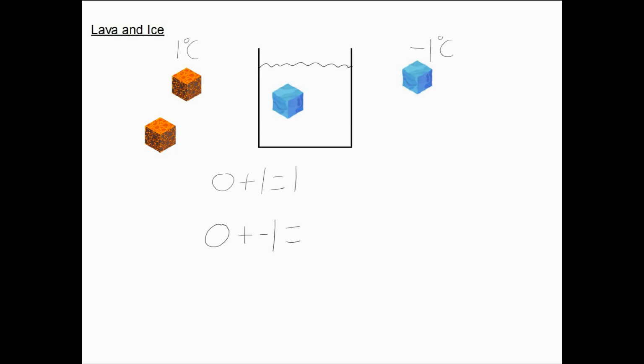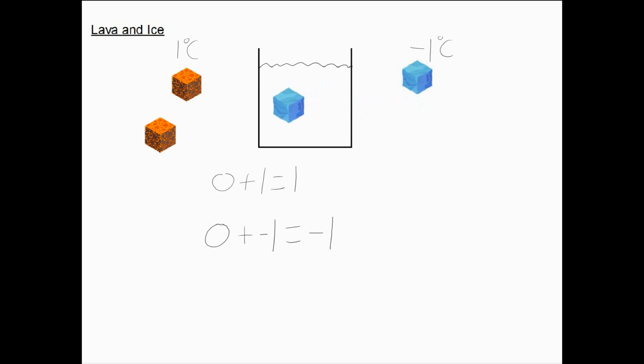Well, think about what the final temperature will be. If the temperature of the liquid was 0 and you're adding in minus 1, you're adding an ice cube in. If you're adding in an ice cube, the water's obviously going to get colder. And because every ice cube is minus 1 degree Celsius in temperature, the new temperature is going to be minus 1 degree Celsius. So we've worked out that 0 plus minus 1 is minus 1. Now let's try a trickier one.